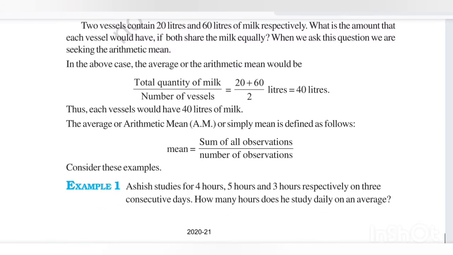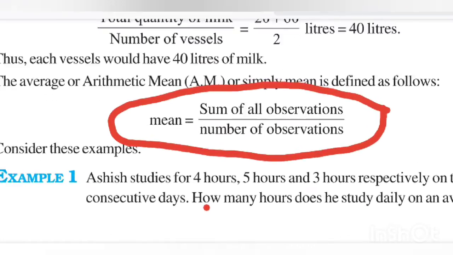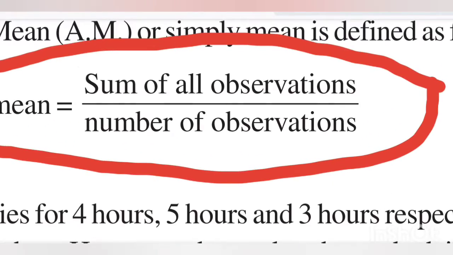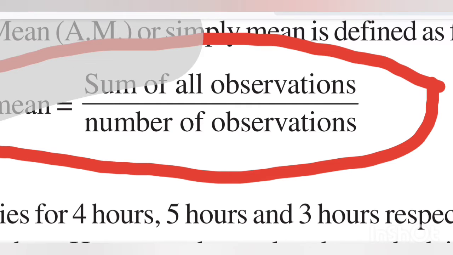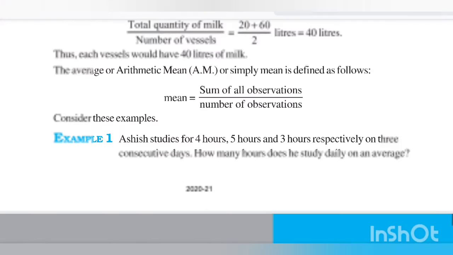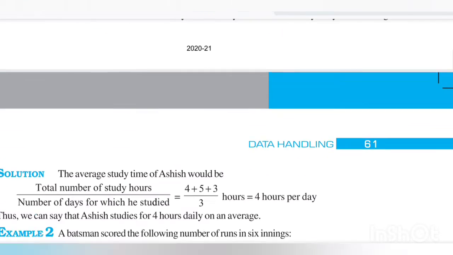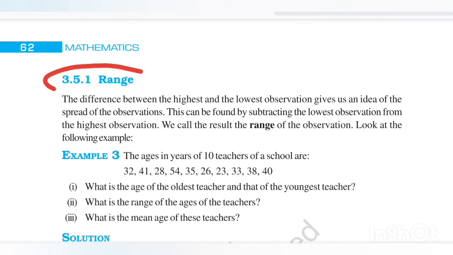What is that? Keep it in your mind. The arithmetic mean, or we can also call it the mean, is the sum of all the observations divided by the number of observations. This is also called the average. Now the next topic, that is range.